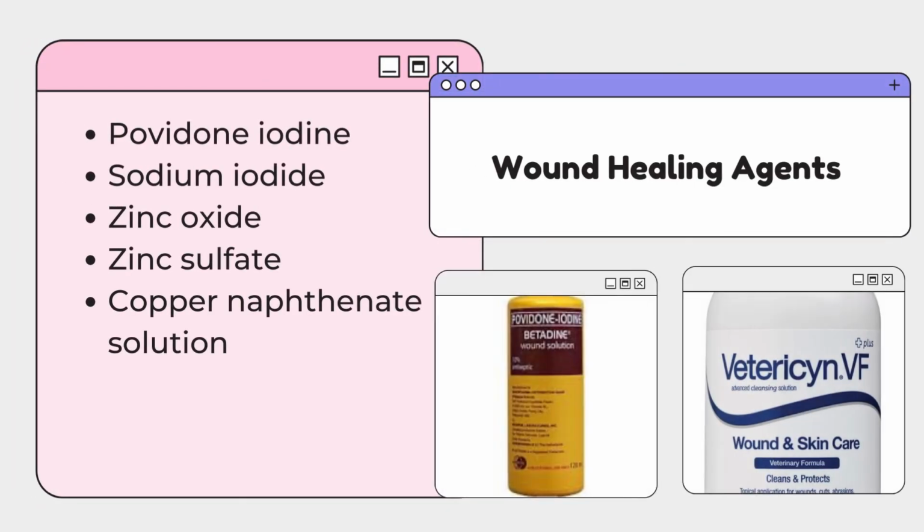The next group of agents are the wound healing agents. Many topical drugs are used to treat wounds. These may be intended to promote natural wound closure, prevent infection, or reduce pain. Here are some wound healing agents: povidone iodine like Betadine and Isodine, sodium iodine, zinc oxide, zinc sulfate, and copper naphthenate solution.